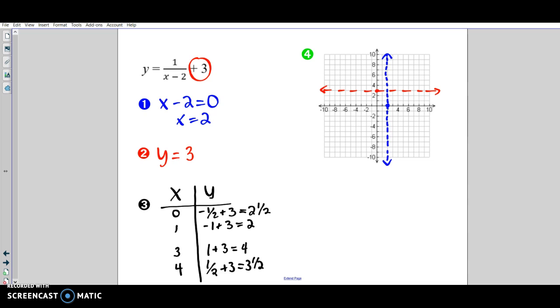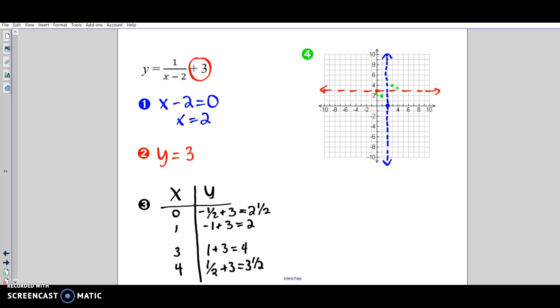So I'm going to plot the point (0, 2.5), which is just underneath my red line there on the y-axis. If I plot (1, 2), it would be that point right there. And if I plot (3, 4), that would be on the other side of that blue line there. So (3, 4) would be here, and (4, 3.5) is next to it.